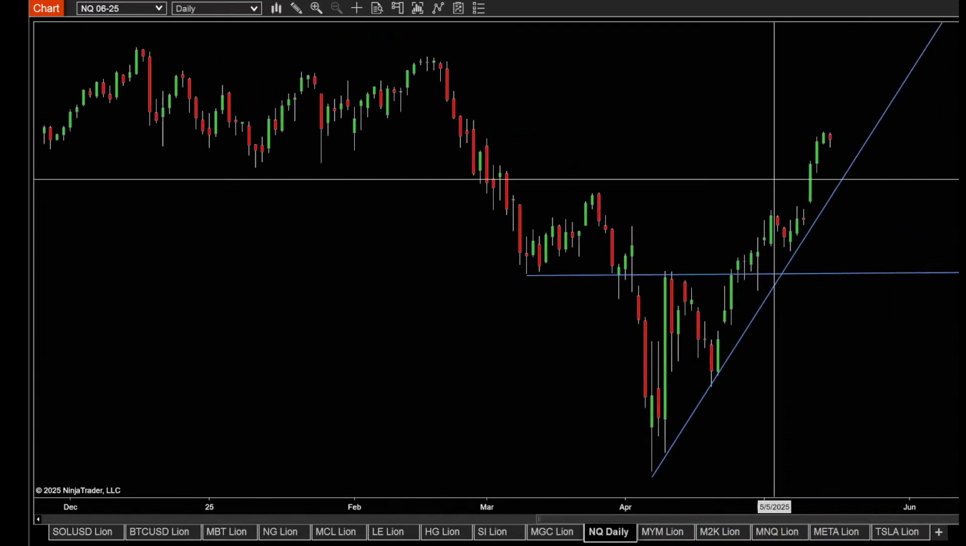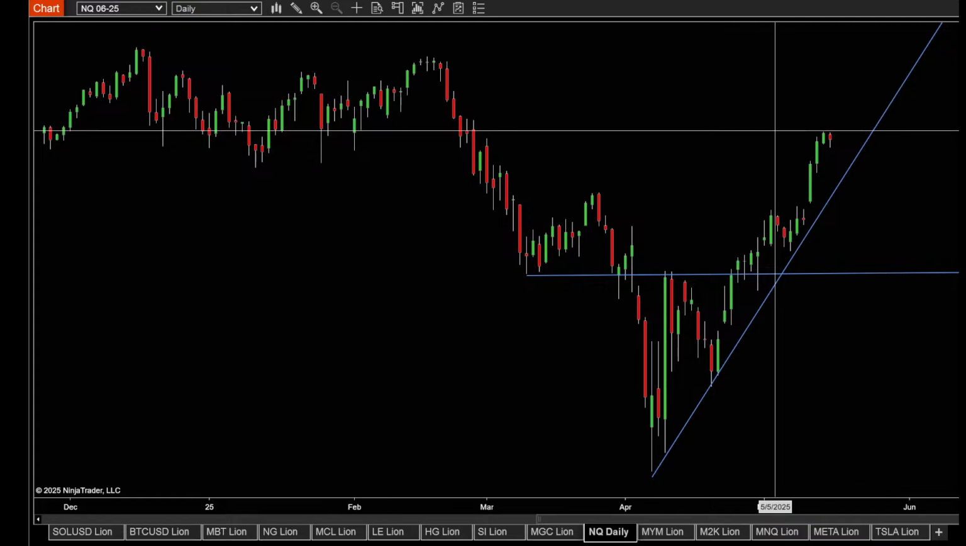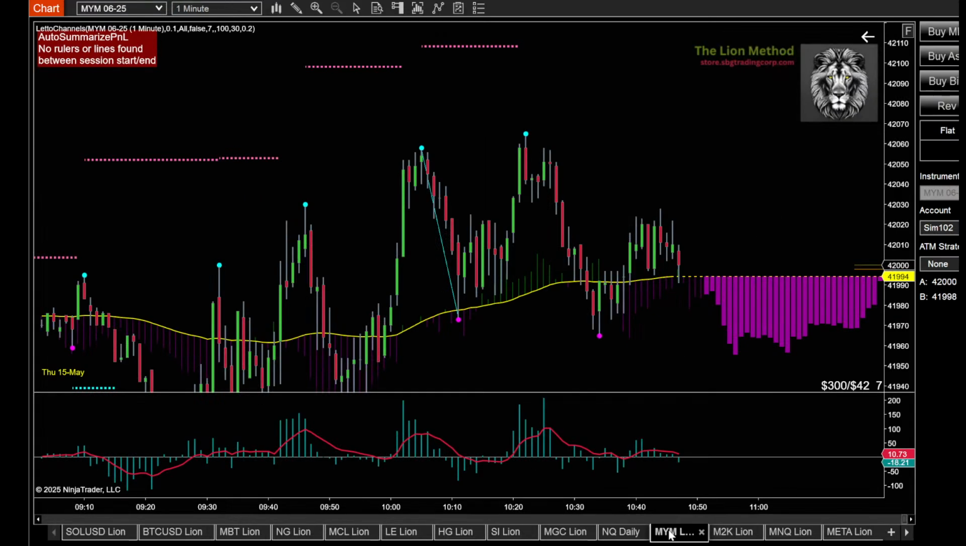Well, the NASDAQ is moving. Didn't make new high today, but it's recovering nicely if you're sitting on any equities that are in NASDAQ. Hopefully you're having a good week.